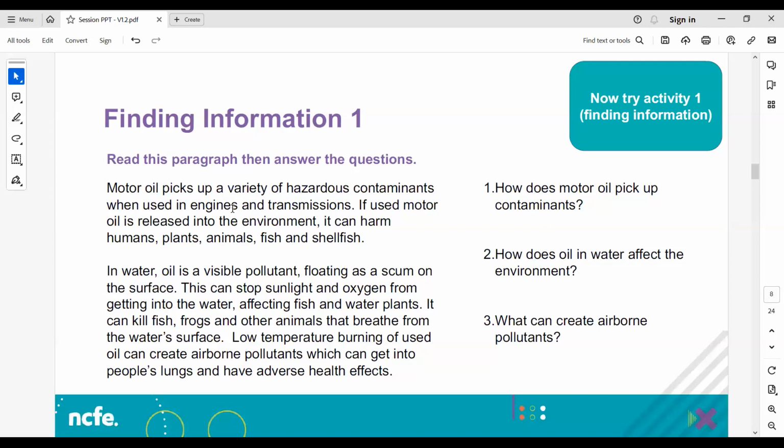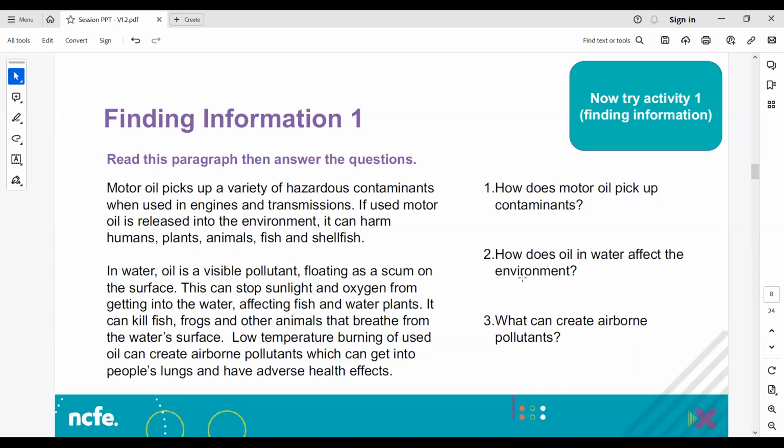Okay, so all that's asking you is for that information. As I said, how does it pick up contaminants? You want to be scanning the text for that word, contaminants. And then that sentence is likely to be your answer. You need to think about the question and the sentence and check that it makes sense as an answer, because sometimes you might need to put it more into your own words. But the key is using that scanning skill to find where contaminants is used in the text.